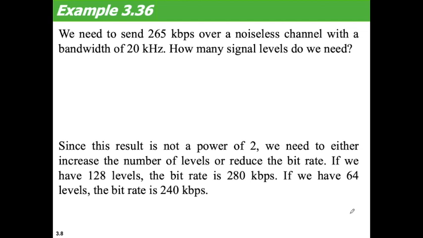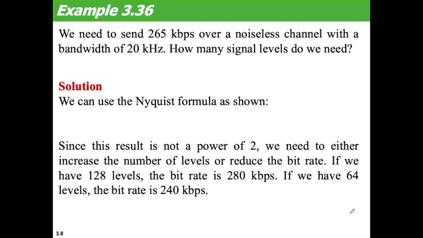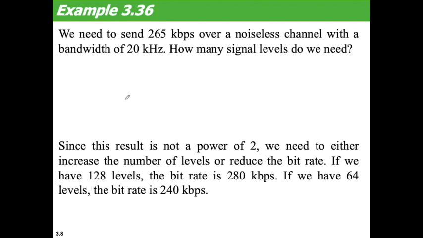Fine. Now sometimes we need a different kind of explanation for Nyquist. Let's say in this example you are already given the data rate, or the bit rate you want to get, which is 265,000 bits per second. So that means we already have the BR. Okay, and now it has a bandwidth B of 20 kilohertz, which means 20,000 per second.